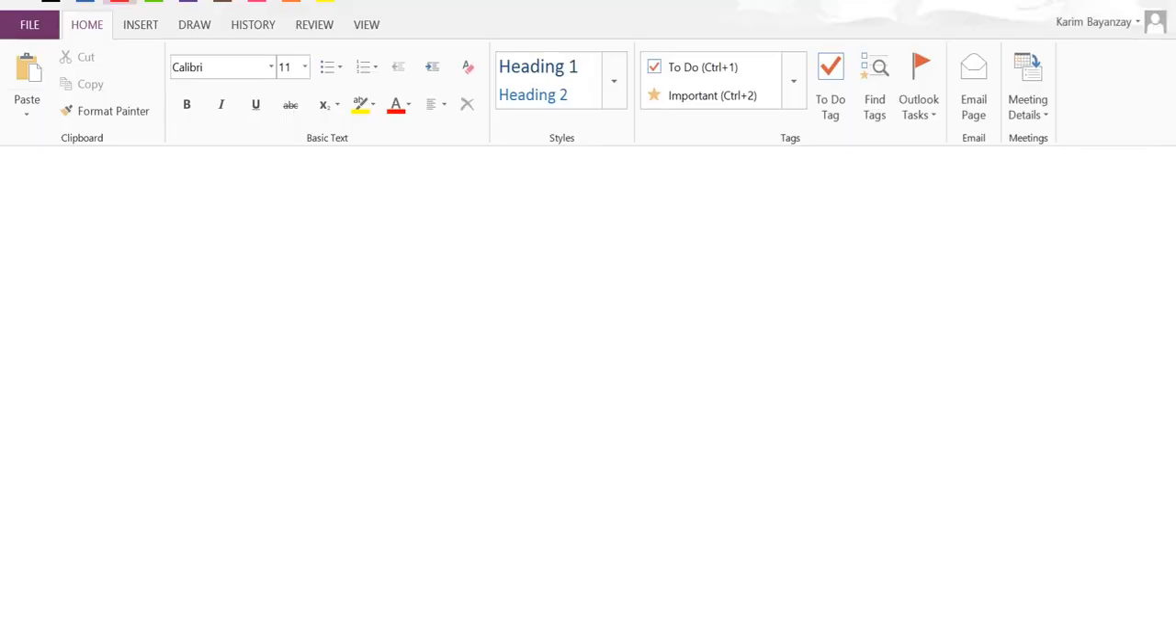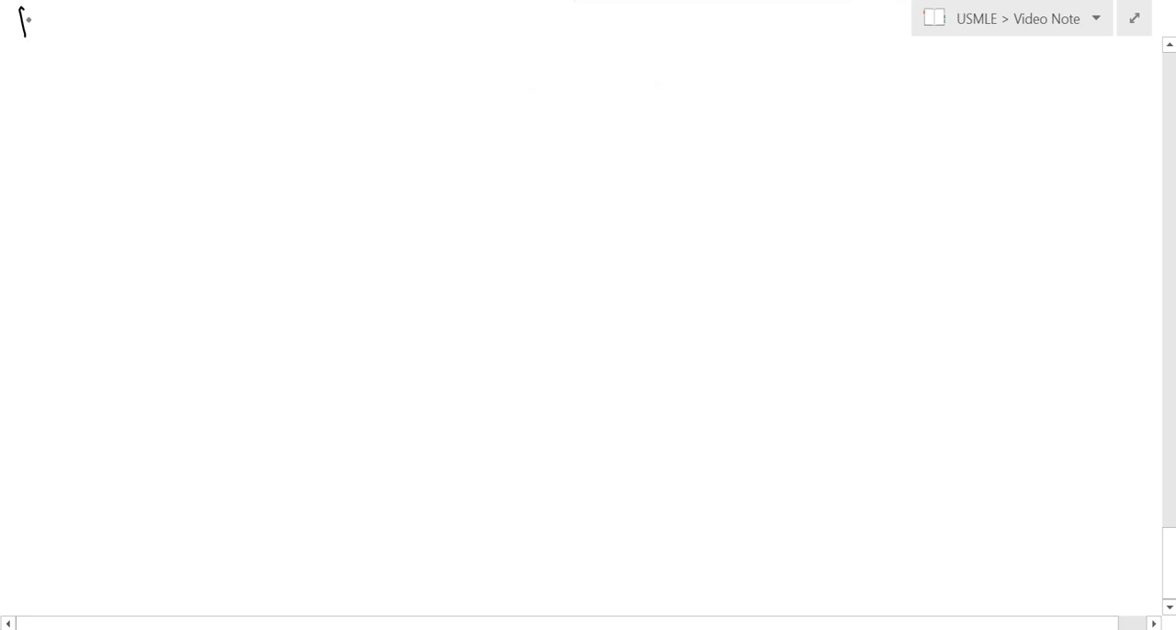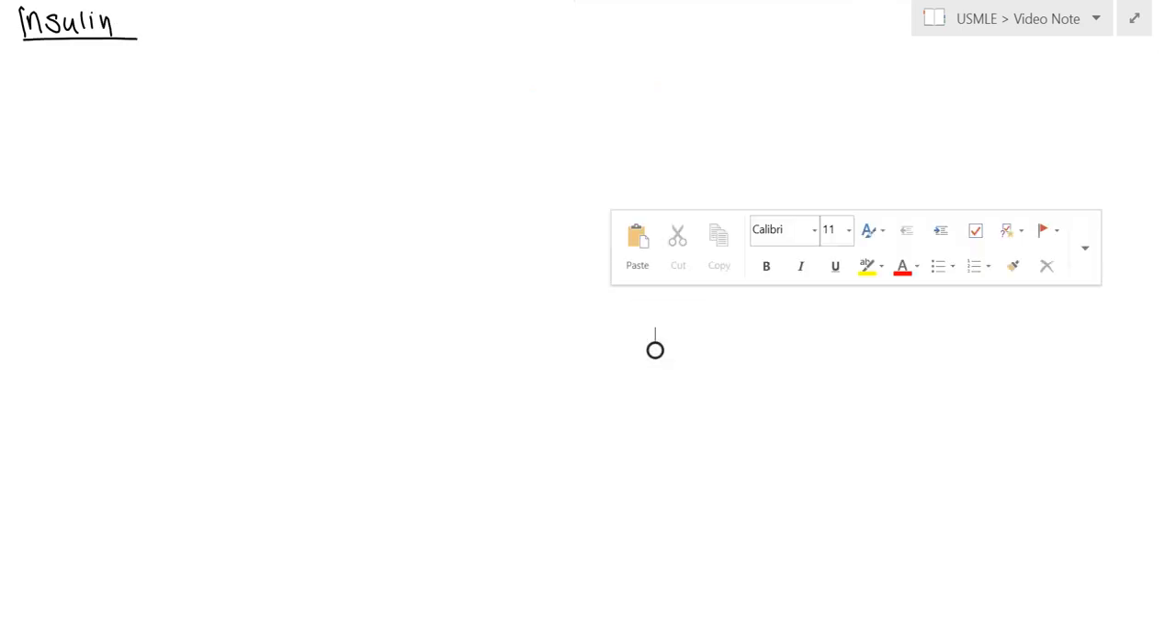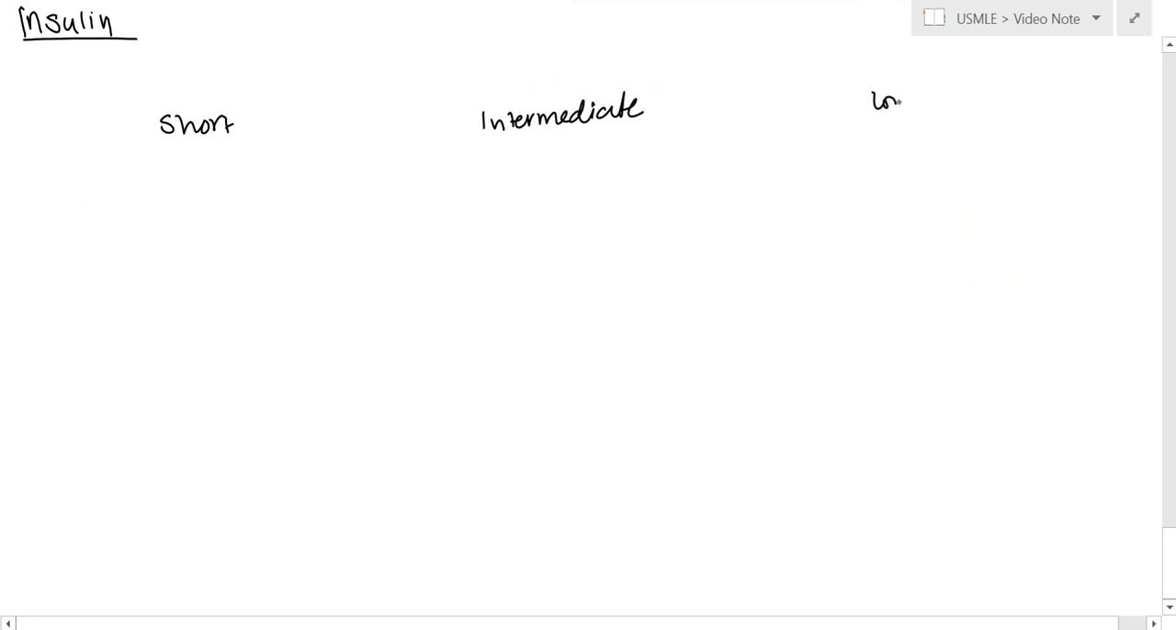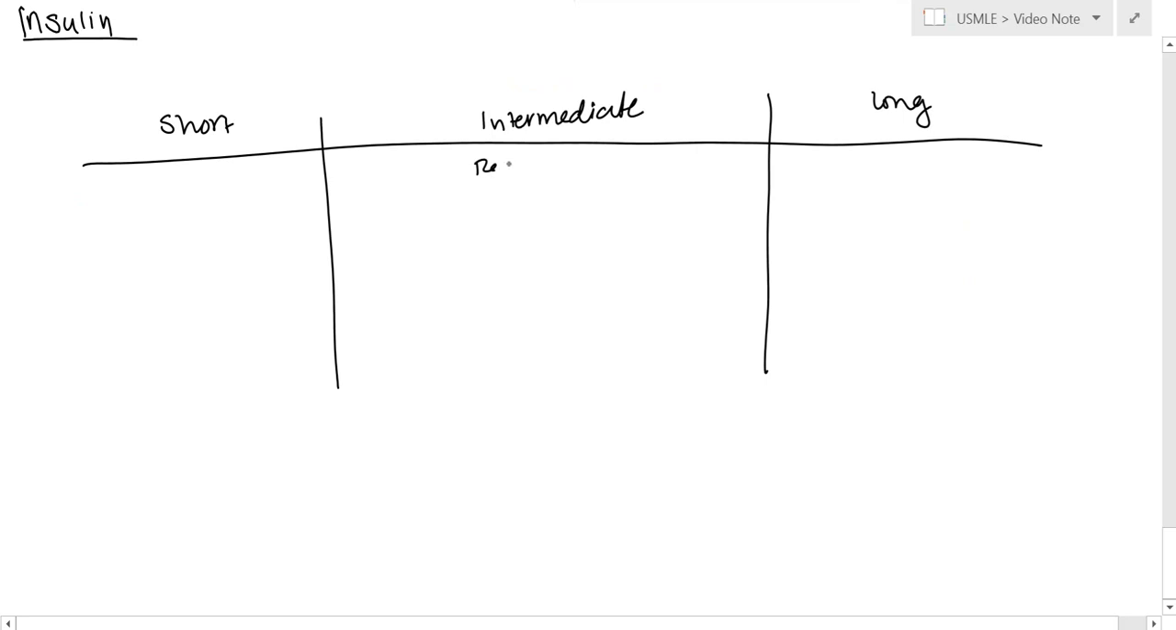Okay, now we're going to take a quick look at the different types of insulin. Now, in general, we have three categories of insulin, which are depicted by their length of action. The first one is going to be, obviously, the intermediate acting. Then we have the short acting and the long acting. So, of course, what we're going to compare to is going to be regular insulin. This is insulin that your body normally secretes.